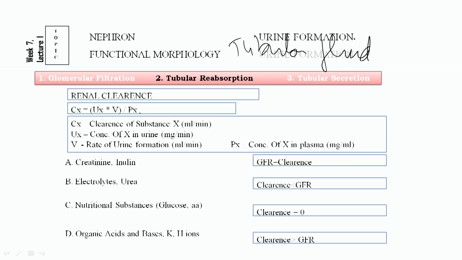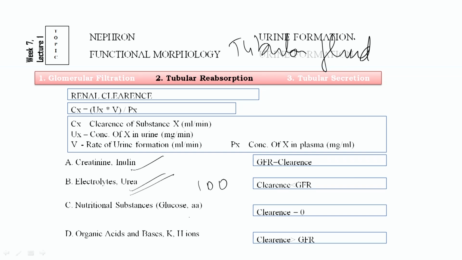So this is how you can calculate the renal clearance of any substance. For example, in case of creatinine as well as inulin, the GFR is almost equivalent to the clearance. That means 100% will be cleared in case of creatinine as well as inulin. Whereas in case of the electrolytes and urea, the clearance is lesser than the GFR. That means 100 molecules in GFR it produces, whereas 80 or lesser than 100 only will get cleared.